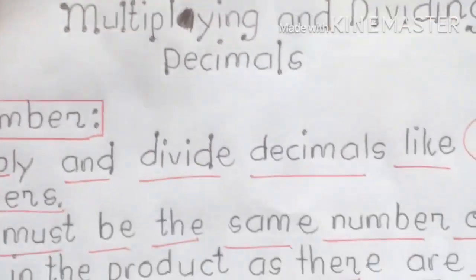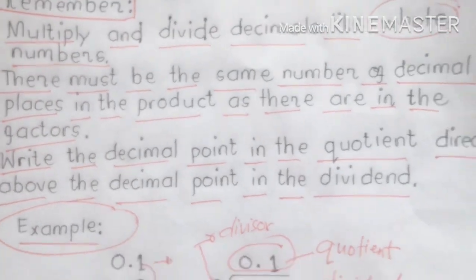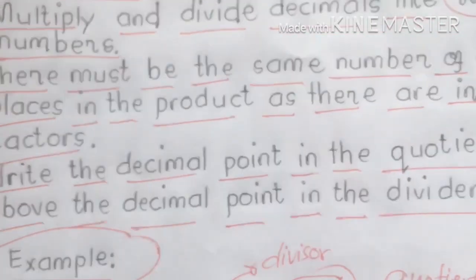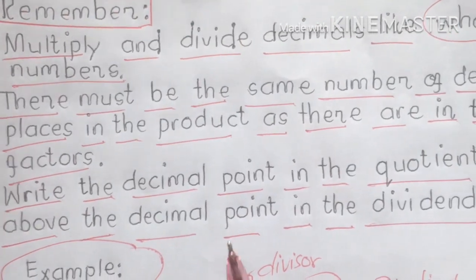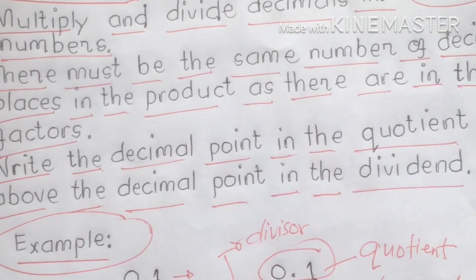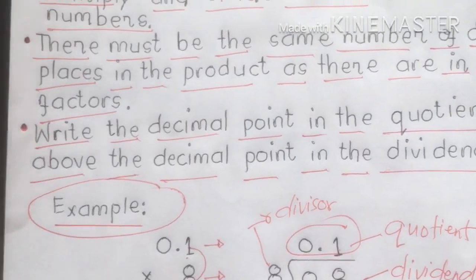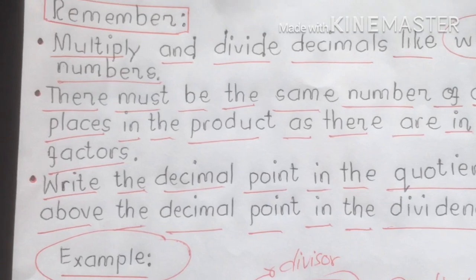Again, remember that multiply and divide decimals just like whole numbers. There must be the same number of decimal places in the product as there are in the factors. You are going to write the decimal point in the quotient directly above the decimal point in the dividend. Hope, my dear viewers, my dear students, you really understand our topic today about multiplying and dividing decimals.